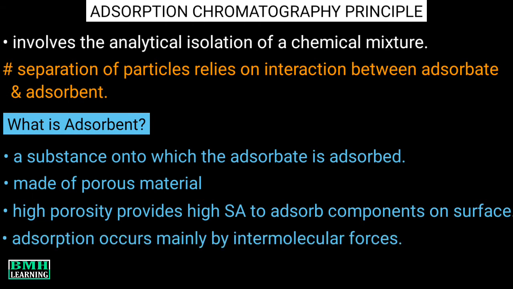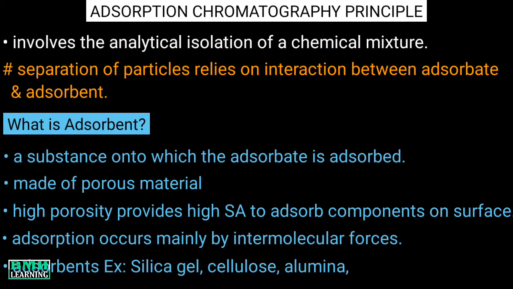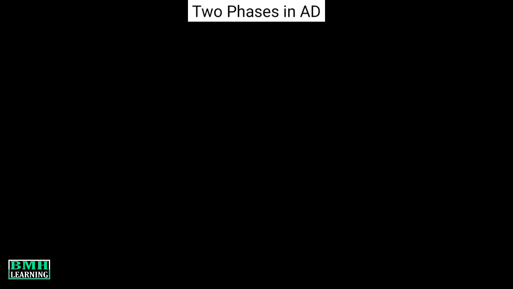The adsorption occurs mainly by intermolecular forces, that is, interactions between particular groups of both the adsorbate and the adsorbent. Commonly used adsorbents are silica gel, cellulose, alumina, etc. Now let's talk about the two phases used in adsorption chromatography.